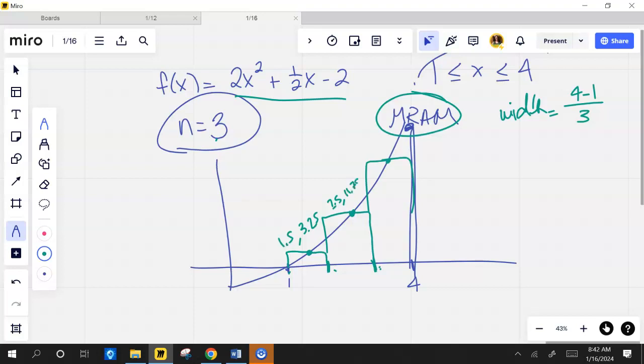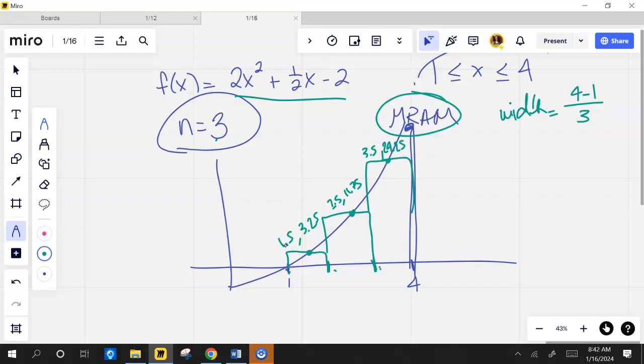2.5, 11.75. Remember, this is the hardest part of it, right? And then 3.5 gives me a height of 24.25. You might have input something incorrectly. I bet maybe your 1/2 doesn't have parentheses around it.